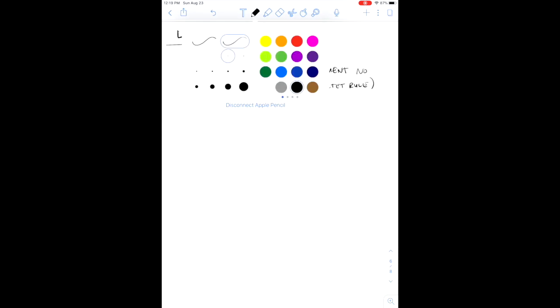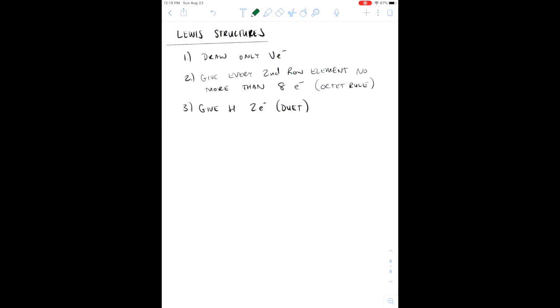And then the next thing is give hydrogen 2 electrons, because hydrogen doesn't want 8, it wants 2, which is like a duet, okay? So the best way to learn Lewis structures is to just practice them. And so what we're going to do is go over how to draw this one. This is actually chloroform, CH3Cl.